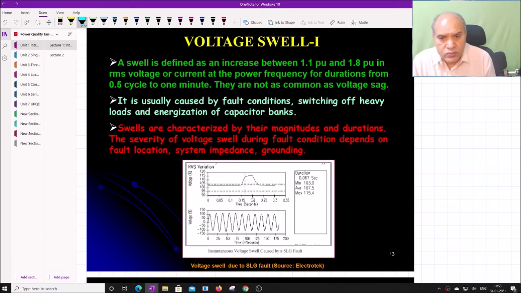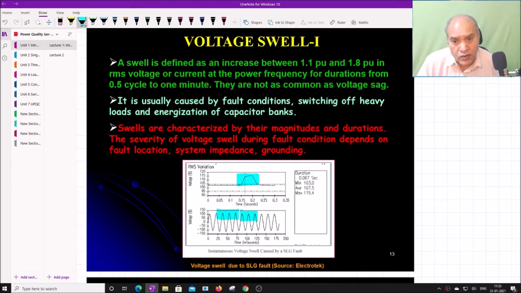Now, just to indicate what it is, you can see from this figure that we have the voltage sag here, and the voltage swell here, which goes to almost a 15% rise, max value 1.15 means a 15% rise. You can see this is the rise, and again it comes back to the normal value here.